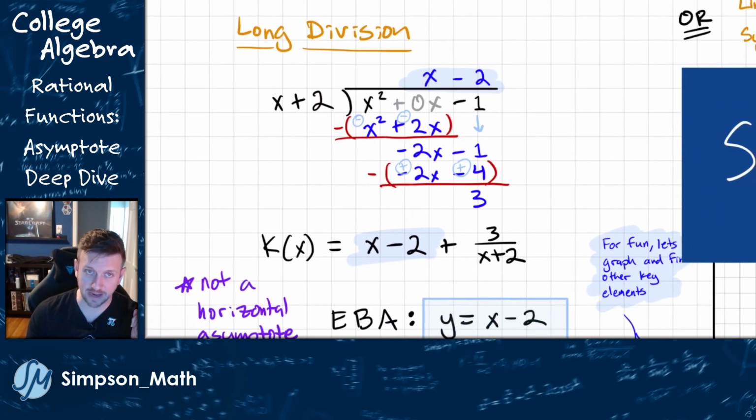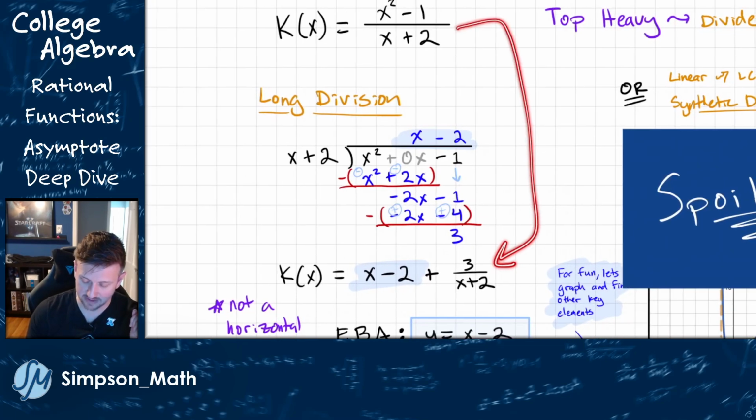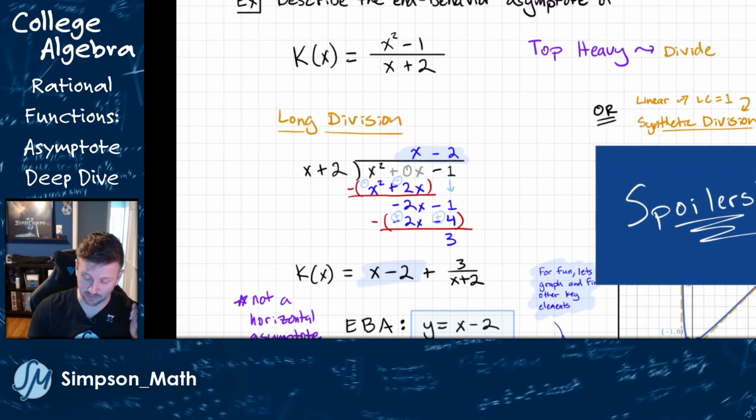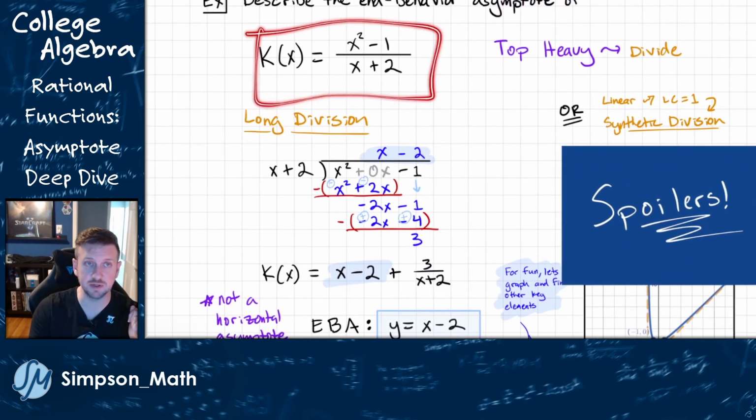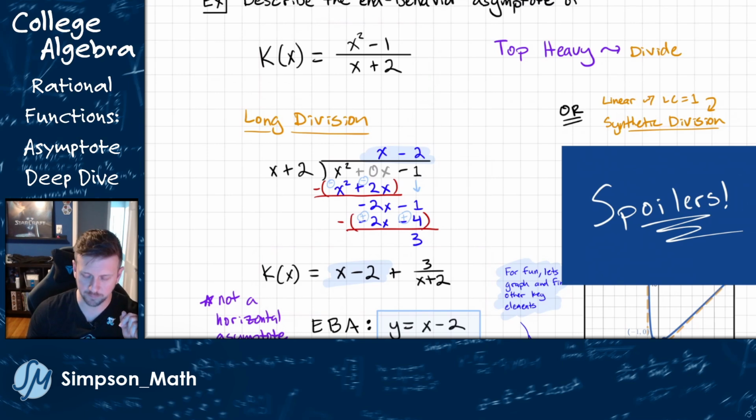So I could rewrite k of x. This is a rewrite of k of x: x minus 2 plus 3 over x plus 2. If I was to go into Desmos and graph this function, and then graph this function, they would be the same thing. And I'm going to show that off in a minute with a different problem.